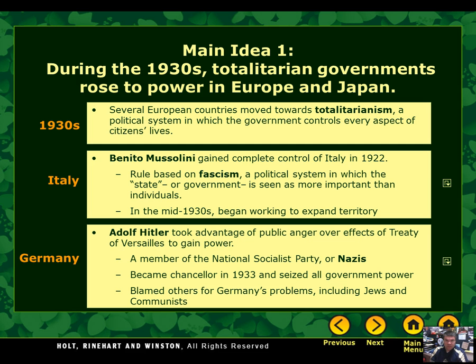Now, Adolf Hitler used the Treaty of Versailles as a way to unite Germans. He blamed Jews for having signed that treaty, and he blamed communists as being part of the government to gain control of the government. And so Adolf Hitler uses the Treaty of Versailles and the whole anger about that treaty to gain that power. And then once he has the power, he holds onto it very tightly.